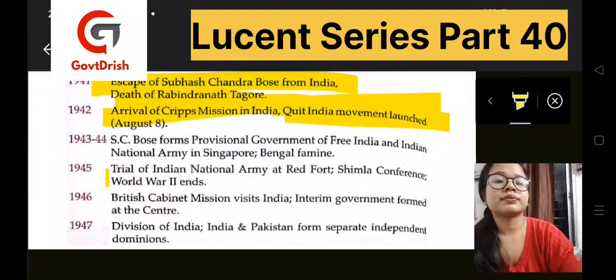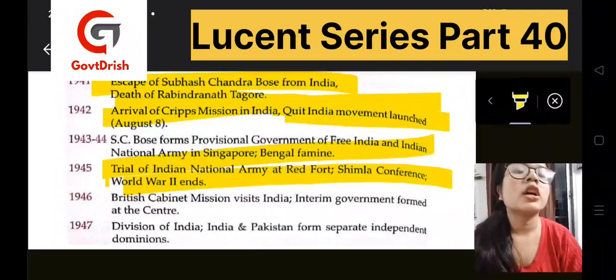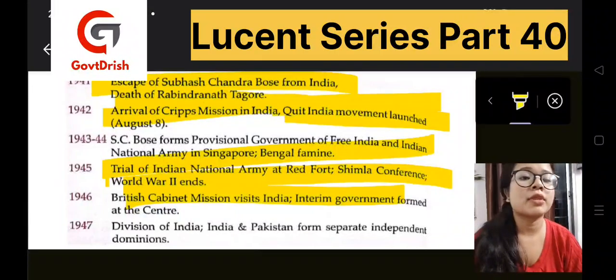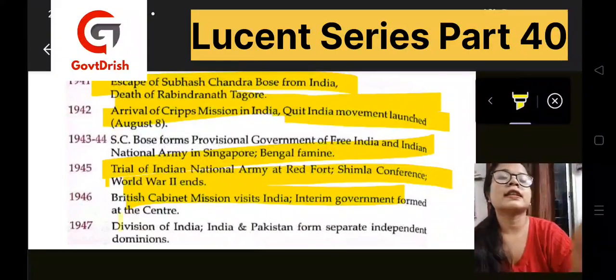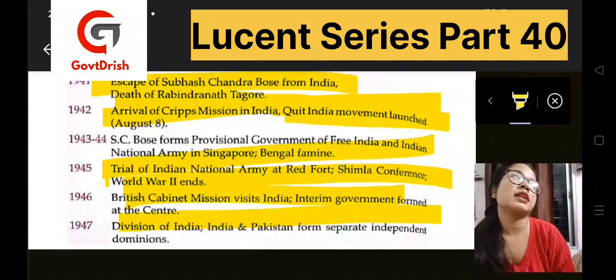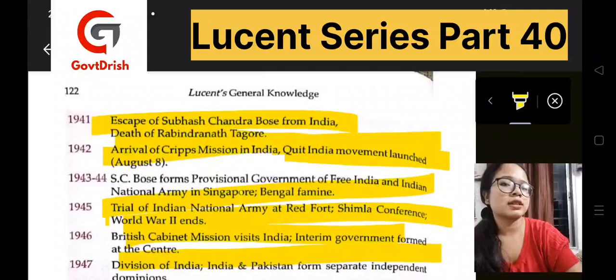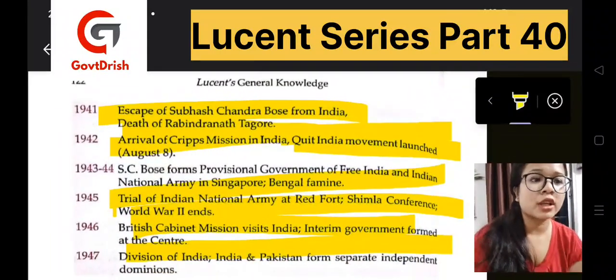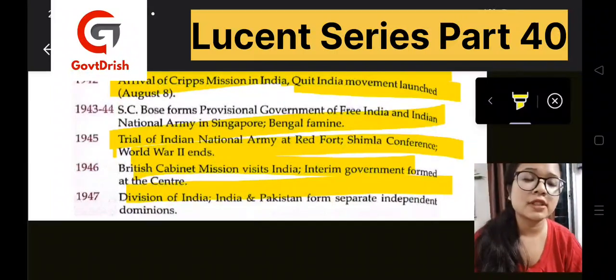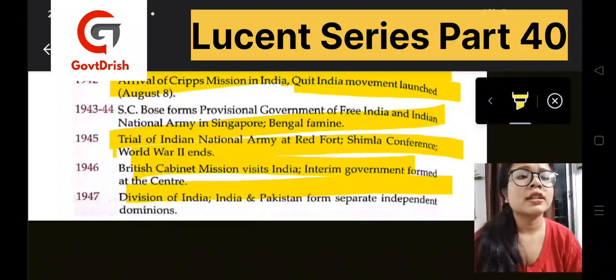Then there was the Cripps Mission in India, the Quit India Movement. Then the trial of the Indian National Army at Red Fort. We had the Shimla Conference, World War II, and we also have when the British Cabinet Mission visited India. The interim government was formed at the center, and finally the partition date, after all the provincial governments, then another Government of India Act reference. The Constituent Assembly is also important. I think the Constituent Assembly is not mentioned here, but please go through that as well. The Constituent Assembly, when the Constitution came into effect, when the drafting committee was formed. All these topics are very important.